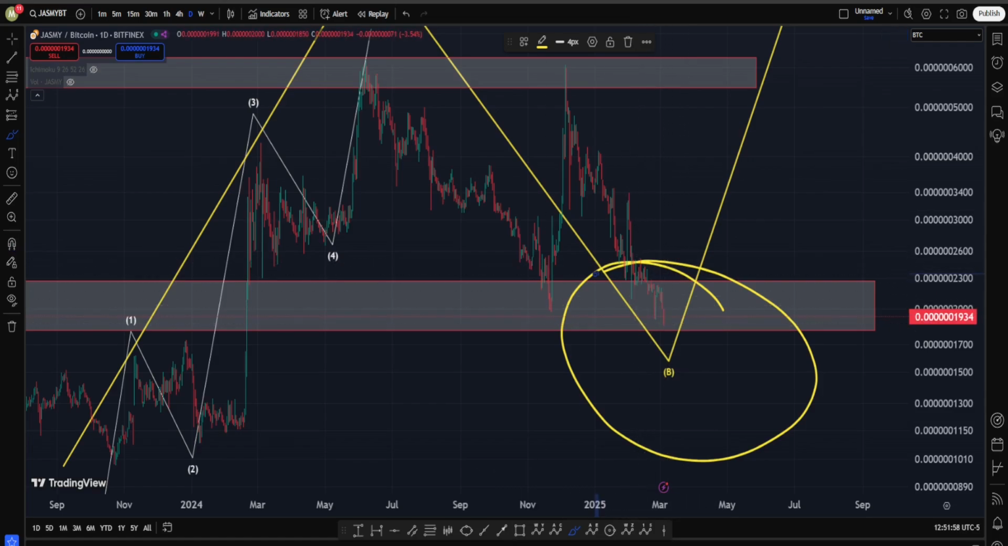So I hope I explained everything well and you understood what is going on in JasmyCoin's price chart.